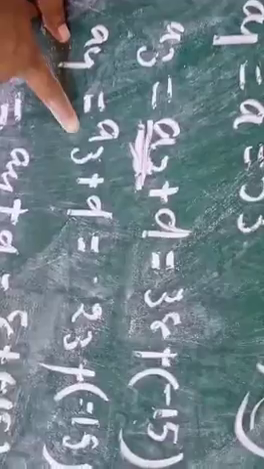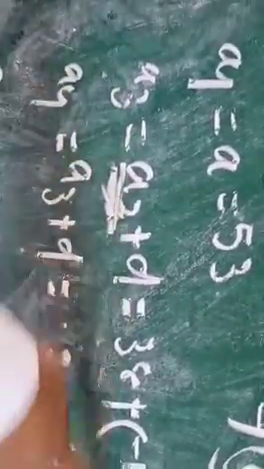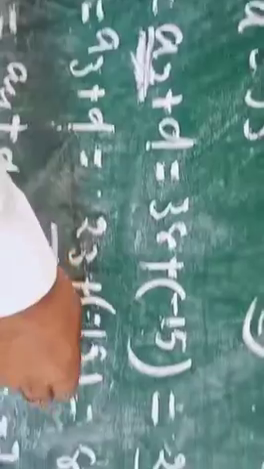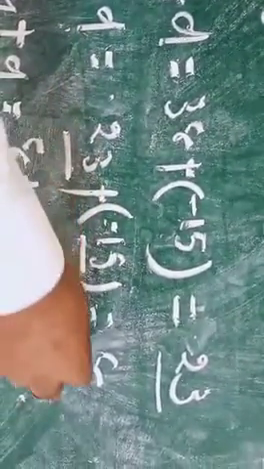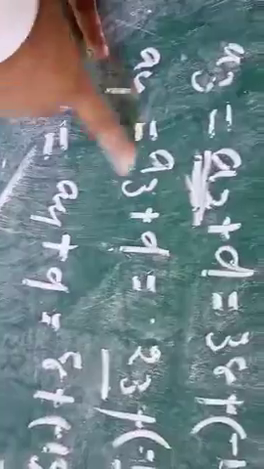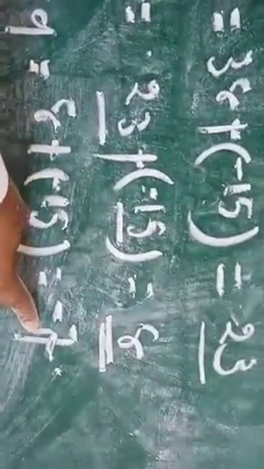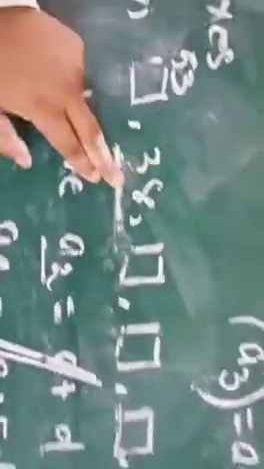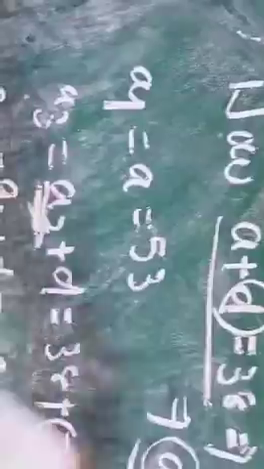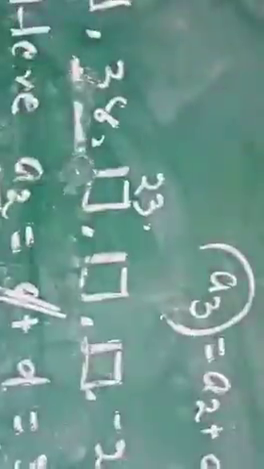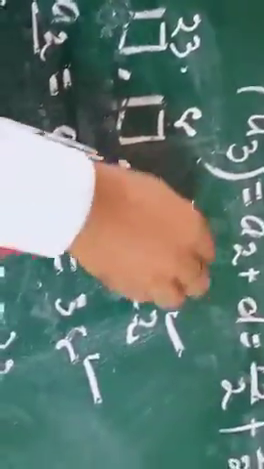A4 means the fourth term. The fourth term is equal to the third term plus D. The third term is 23, plus D is minus 15. 23 plus minus 15 is equal to 8. So the fourth term is equal to 8. Now the fifth term means the fourth term plus D. 8 plus D, minus 15, is equal to minus 7. Understood? So the first term is 53, the second is 38 given, the third term A3 is 23, the fourth term A4 is 8, the fifth term is minus 7. So like this we have solved question number 2.